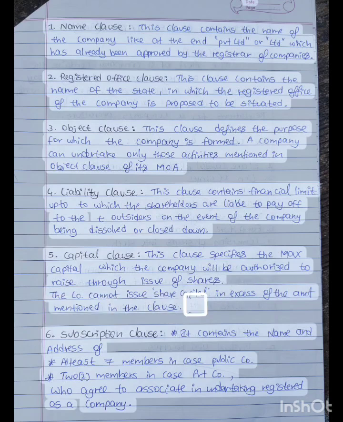6. Subscription clause. It contains the name and address of 1. At least 7 members in case of a public company, 2. Members in case of a private company, who agree to associate in undertaking, registered as a company.